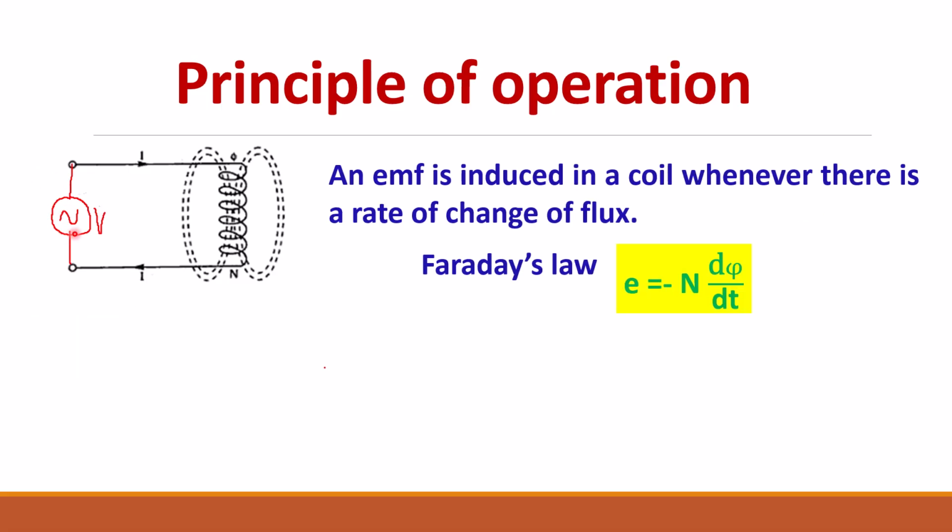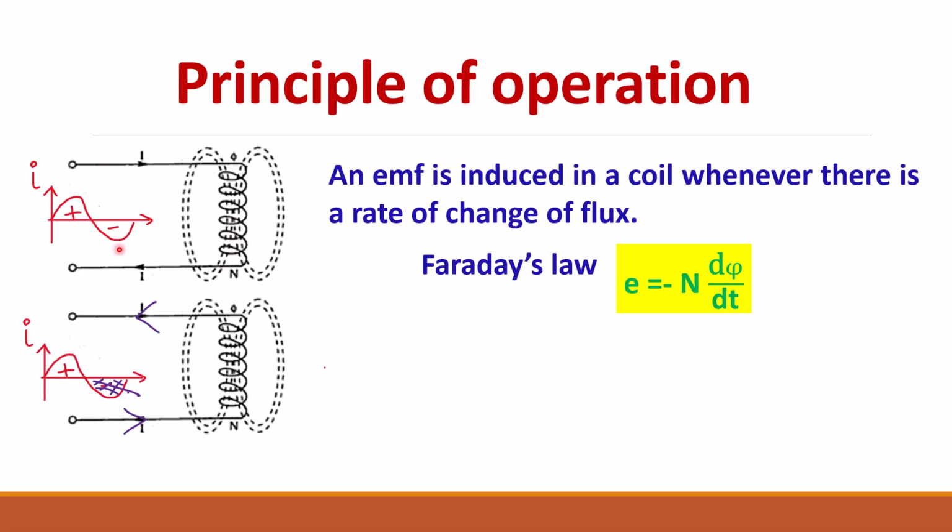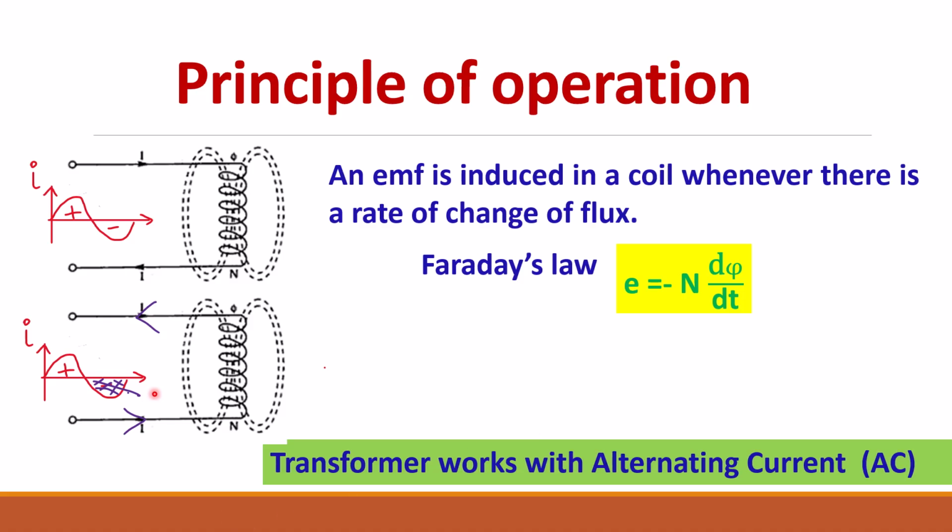So now I have an alternating current, which is like this. If I give this type of current, during one cycle, for example, if it is a positive half cycle, flux will be produced in one direction and it keeps changing. When I change during the negative half cycle, the current direction changes, flux changes. So in this case, there will be a rate of change of flux and we will get an EMF. So transformers work with alternating current. That is what you have to remember.